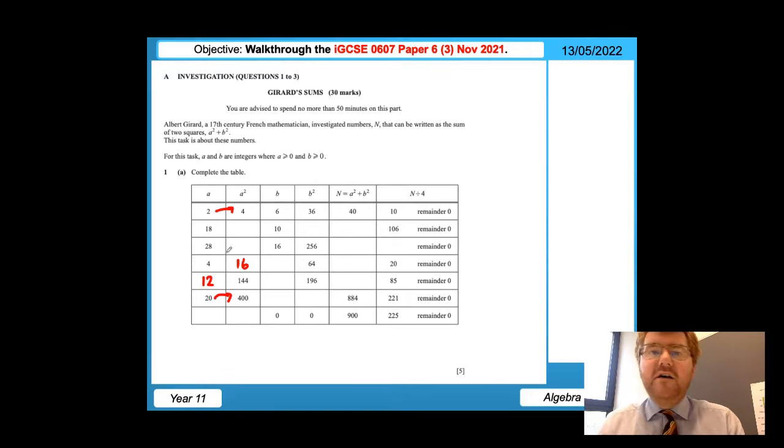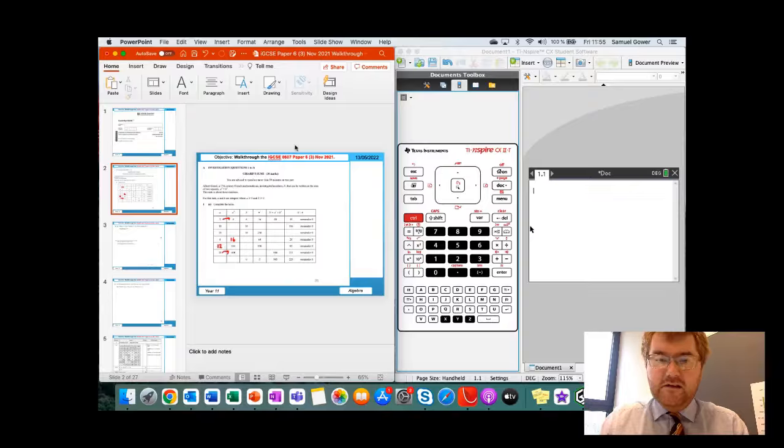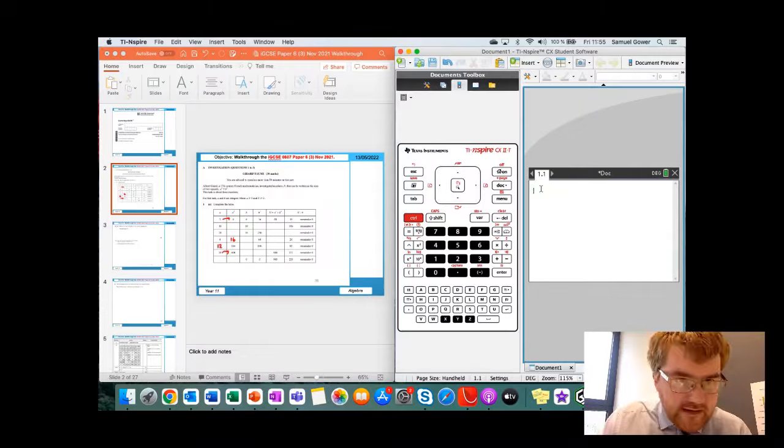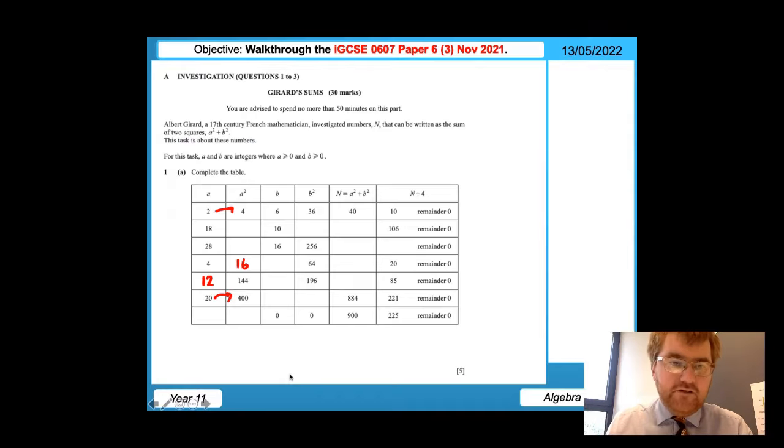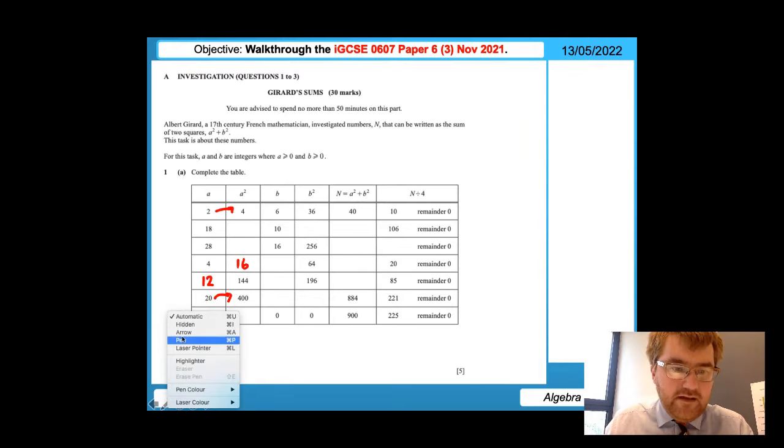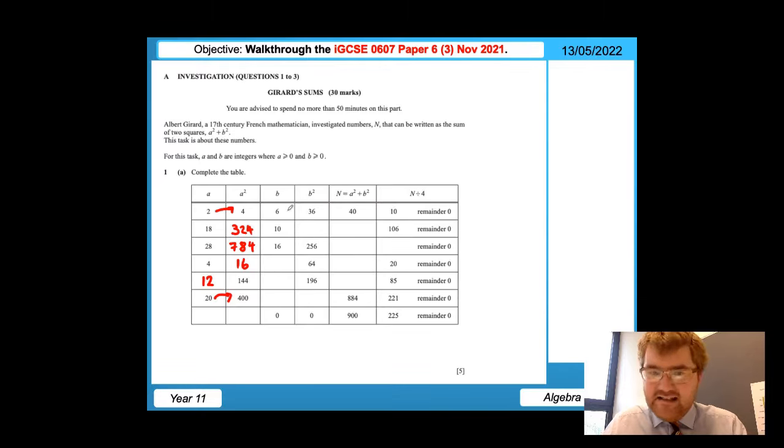But for these bigger numbers, I'm going to go to my calculator. It is a calculator paper, and work it out. So I've got my calculator here, so we need to work out the following. 18 squared, press enter and get the answer, 324, and 28 squared as well. So let's work those out, 784. So 324 and 784. So let's pop that in. 324, 784.